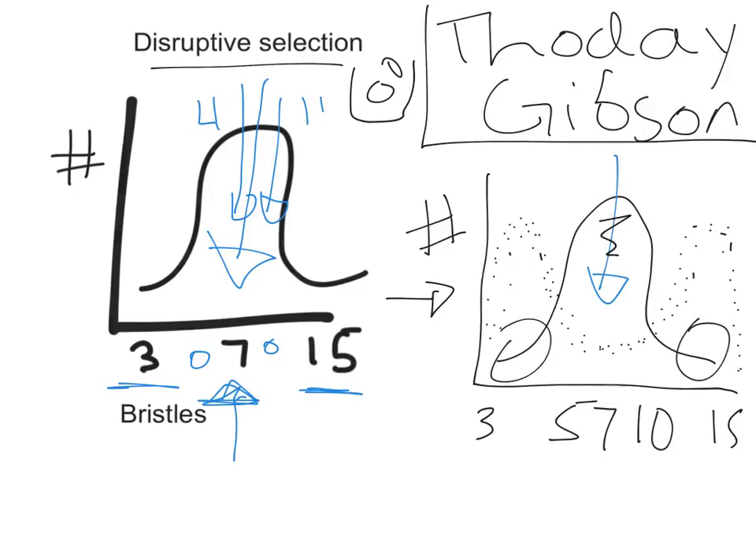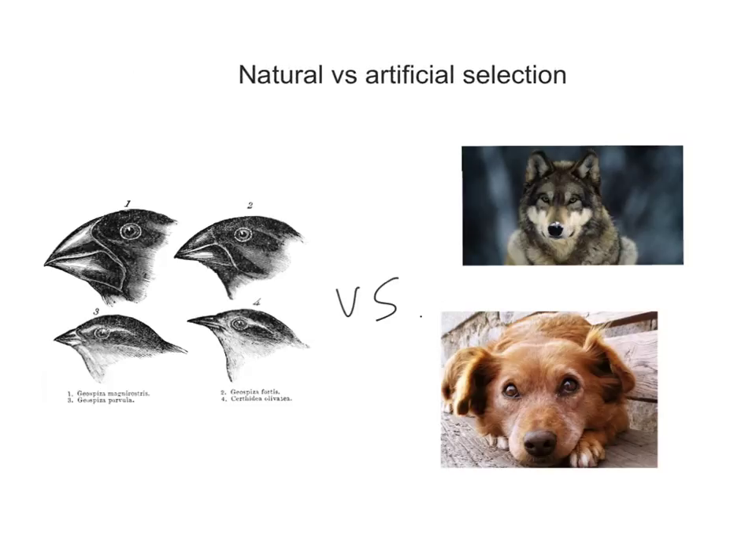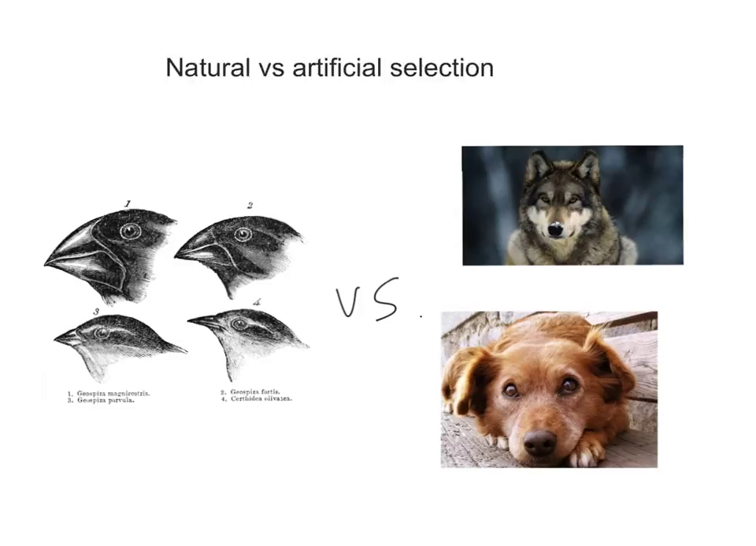The last thing that we need to talk about is natural versus artificial selection. This is a pretty simple thing, shouldn't take too long. Natural selection is when nature is directing how organisms are changing through the generations, whereas artificial selection is when man is the one that is changing them.